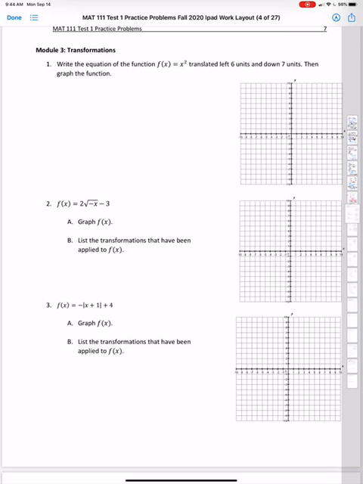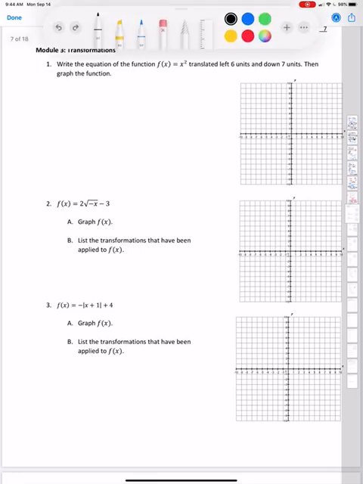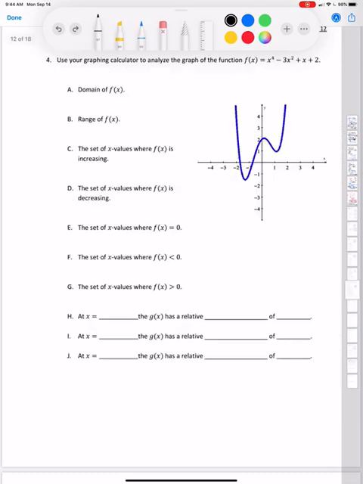Now in our first problem, let's read through this first example. It says, write the equation of the function f of x equals x squared, translated 6 units to the left and down 7 units, then graph it, get a quick sketch. Well, we're talking about our squaring function, a quadratic function y equals x squared, our parabola. And I will show you the y equals x squared graph over here on the side.